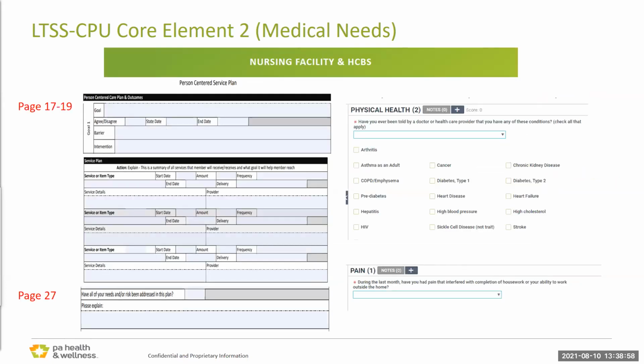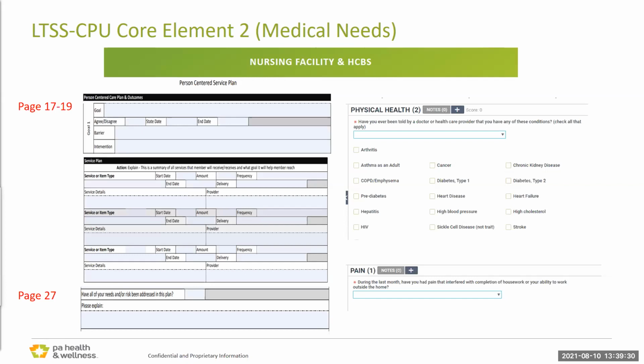And continuing, you'll see page 17 through 19. You'll have the person-centered care plan and outcome section, which again is the goals, needs, barriers, interventions. Those are typically connected to the services, which means that the goals can be medical if the services are going to help them overcome or address some sort of medical condition. And then on page 27, it'll ask you if you had all of your needs addressed in this plan of care, and to please explain if you did.